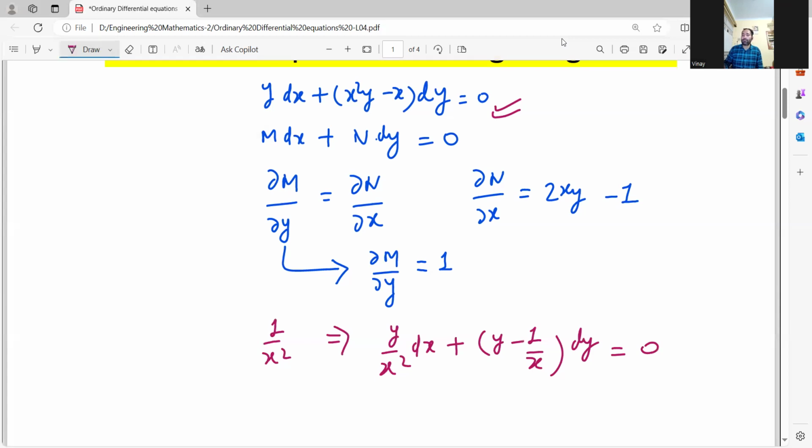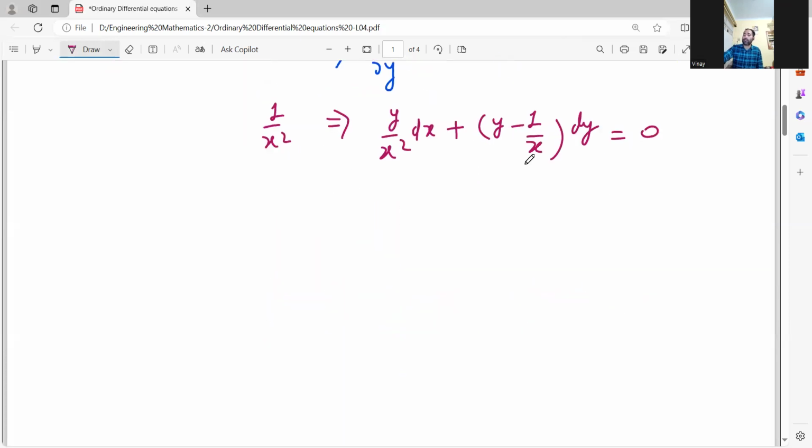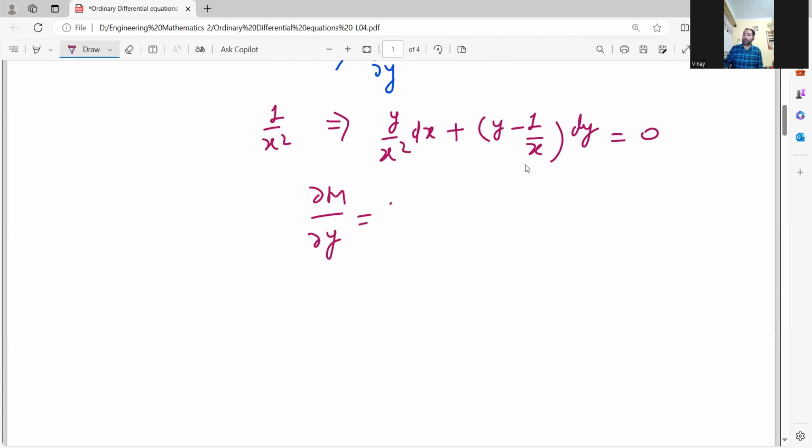Now, when you find del M by del y and del N by del x, they will be equal. Let's check it. Del M by del y is 1 by x square. And del N by del x: this term becomes 0, and minus 1 by x, if you differentiate it with respect to x, you get 1 by x square. So now you have the exact equation.